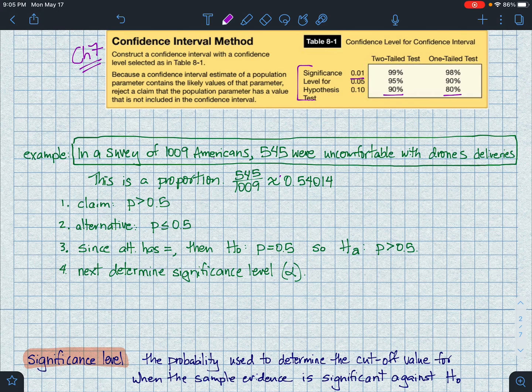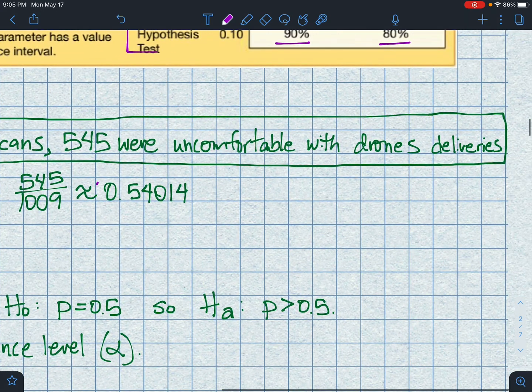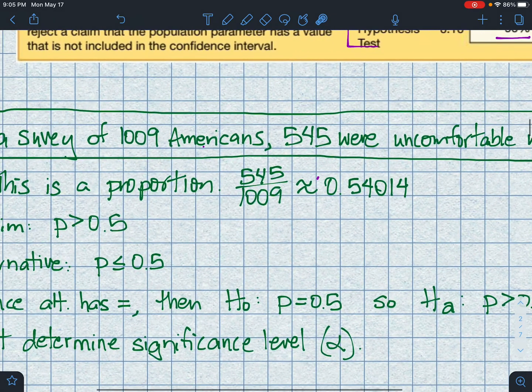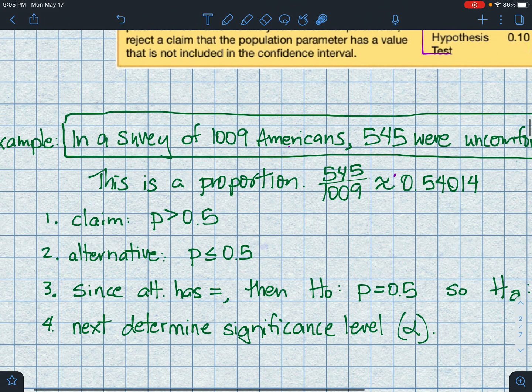An example, in a survey of 1,009 Americans, 545 were uncomfortable with drone deliveries. So machines dropping off stuff for you. Here is our proportion. Here is that converted into some sort of decimal. So the claim is more than half. So the alternative in symbolic form is less than or equal to a half. All right? Together, these have to occupy the 100%.